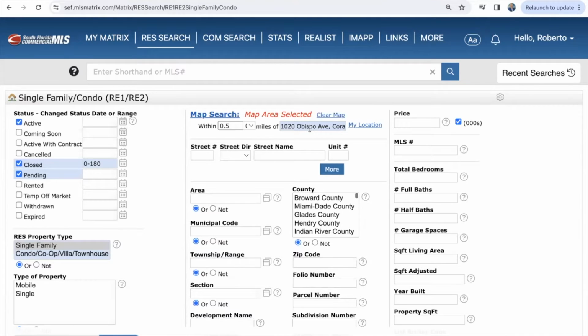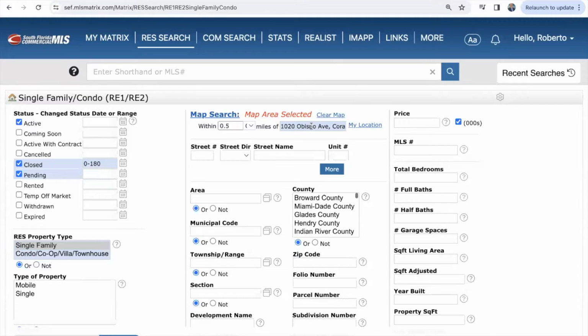Now, the reason the other properties weren't coming out is that I wasn't really sure of the address. I'm pretty sure if I were to put the exact address, it would have come out. All right, so we've got 1020 Obispo Avenue. This is a property in Coral Gables. I don't really know the property much. However, I like to use it a lot in my examples.